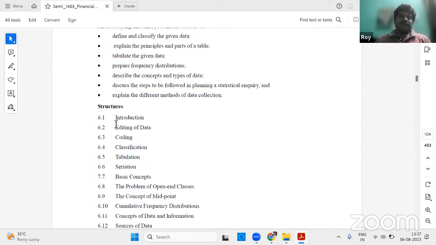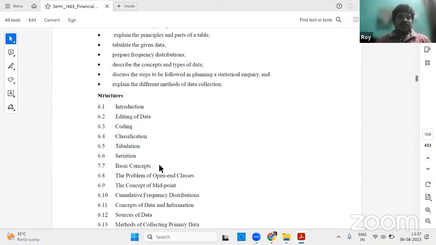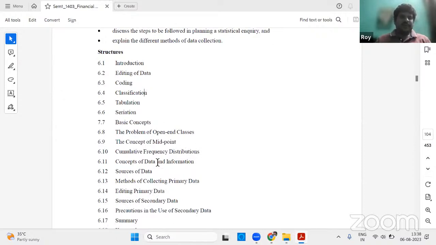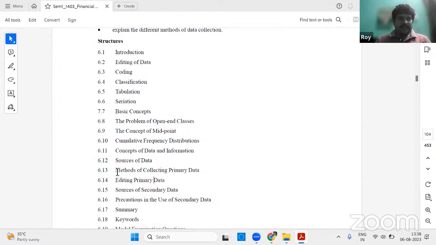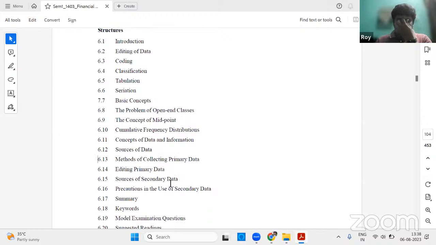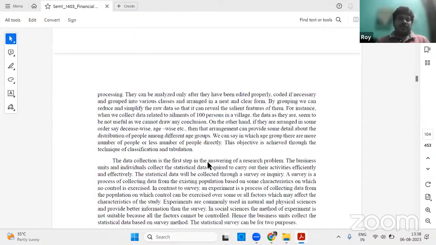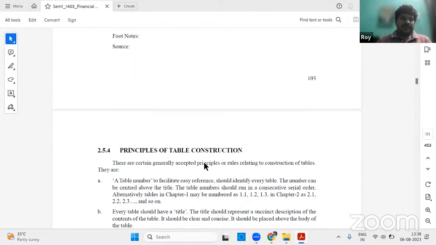In that, we have seen what is data collection, what is editing of data, coding, classification, tabulation, seriation, and the basic concepts, the problem of open-end classes, the concept of the midpoint, and the cumulative frequency distribution, and concepts of data and information. And we started just the sources of data. I think that also we completed. Methods of collecting data. I think we will complete the remaining few things quickly.